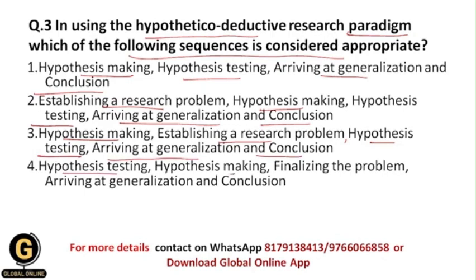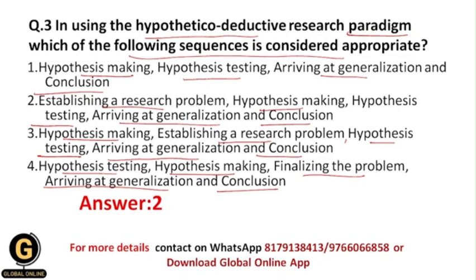Hypothesis testing, hypothesis making, finalizing the problem, arriving at generalization and conclusion. Okay, so your correct answer should be 2, because whenever you do any kind of research, your first step should be to establish a research problem. That's why you need to first of all identify and establish a research problem, then after that formulate a hypothesis, then test the hypothesis, then arrive at generalization, and the last step will be the conclusion.